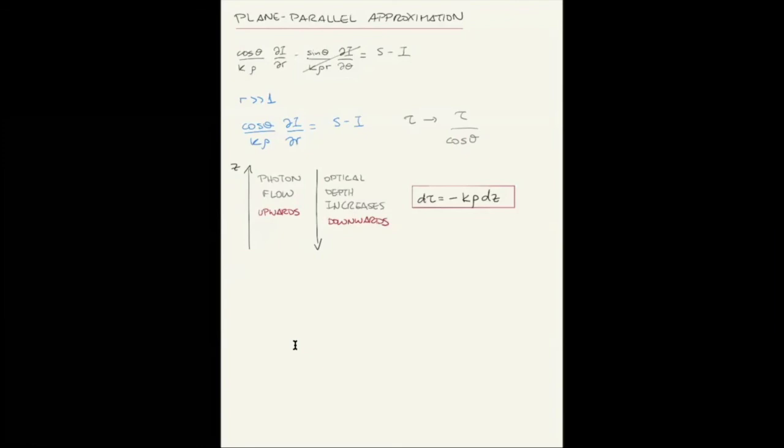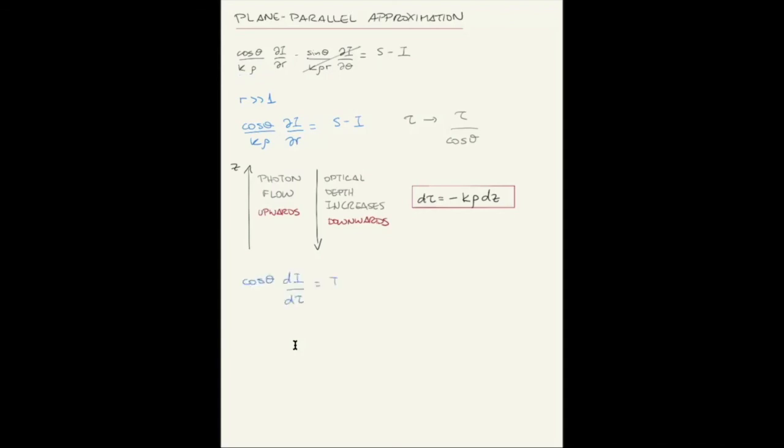So the form of the equation of radiative transfer usually used in the plane parallel approximation is this form with the signs reversed. So if kappa rho z, or kappa rho r now, in the plane parallel approximation becomes negative d tau, that means that the signs on the right-hand side are going to flip. You then have that cosine theta dI/d tau is equal to I minus S. The sign reversal now is because the intensity increases with negative geometrical depth.